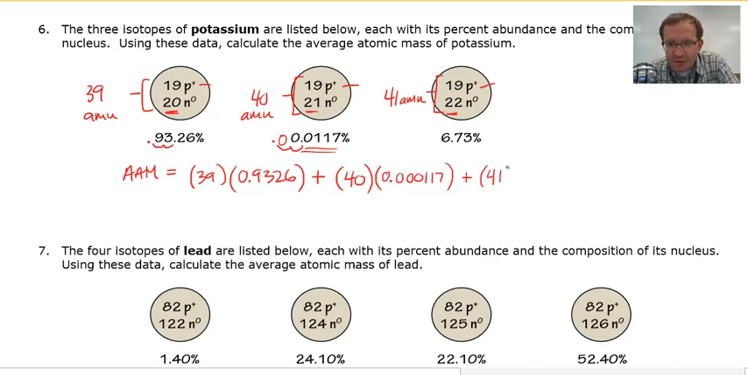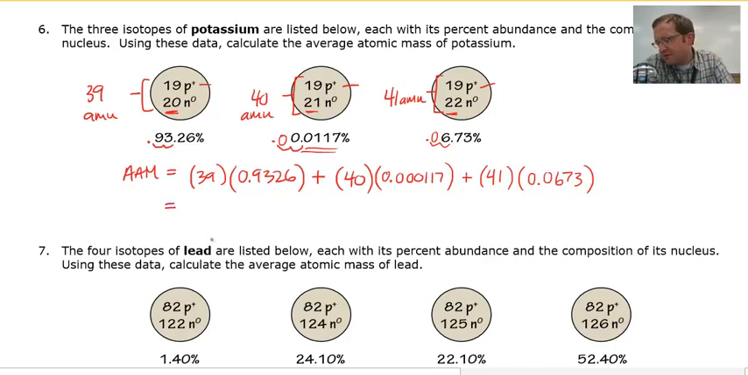We won't give you any quite that long, but they could get pretty lengthy in lots of these problems. Our third isotope then is 41 AMUs, and its percent abundance, again written as a decimal. Carefully, I'm going to move that over twice, and I need to put one more zero there. So when I write 6.73% as a decimal, it's 0.0673. Okay, so there are my three isotopes. Potassium 39 first, potassium 40, and potassium 41.